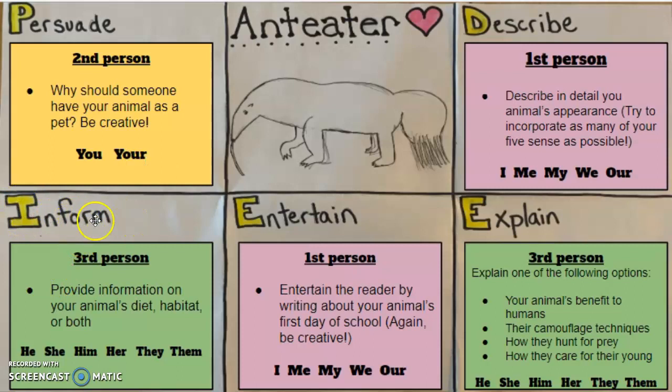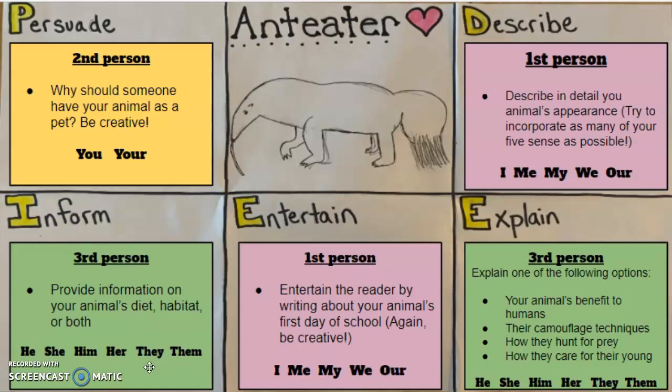Moving down to inform, you're writing this paragraph in third person. These are the words that you want to use: he, she, him, her, they, and them. You're going to provide information on your animal's diet, their habitat, or both. So, depending on how much information you find, if you need more sentences in your paragraph, talk about both diet and habitat. If you have enough with just talking about one, that's fine too. Remember, for all of these boxes, you need 4 to 5 sentences minimum.